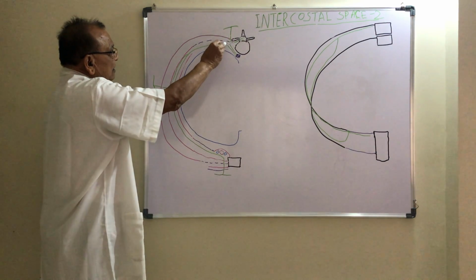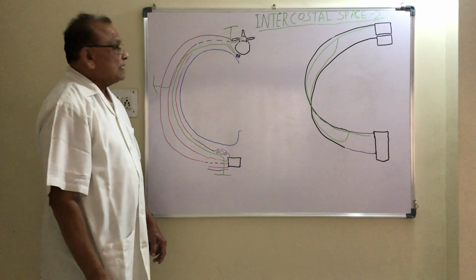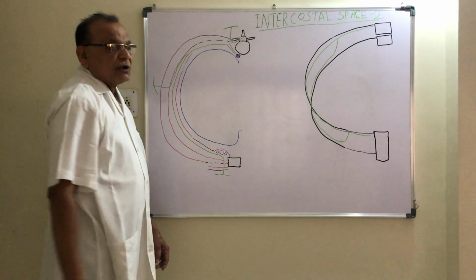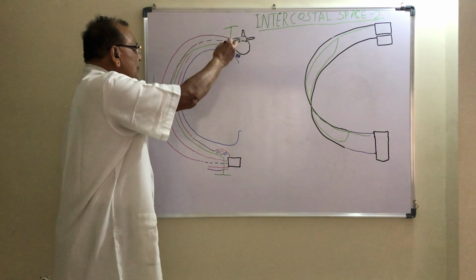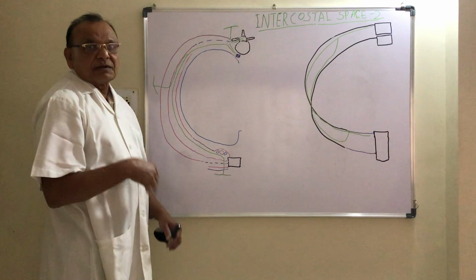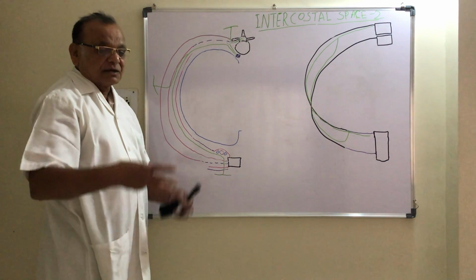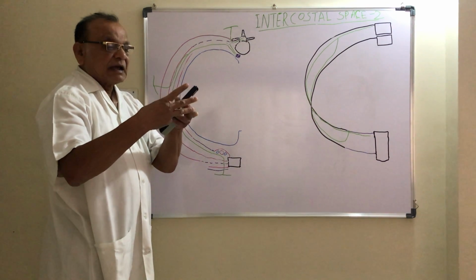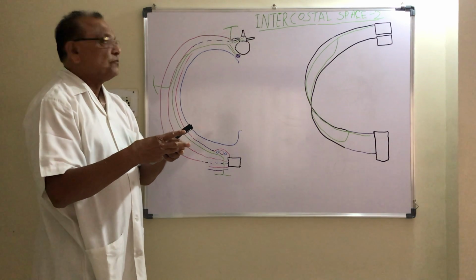Then the nerve enters the intercostal space, running in the intercostal groove. In the intercostal groove, the intercostal nerve accompanies the intercostal artery and vein. I told you last time that these structures run one below the other. The intercostal vein is above, the intercostal artery is below it, and the intercostal nerve is below that. So the relation is VAN.